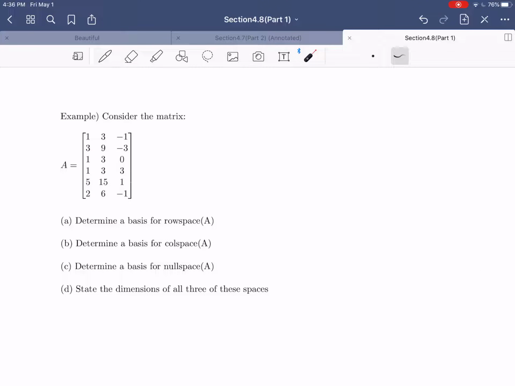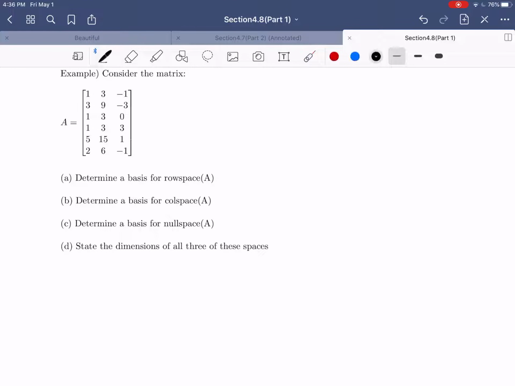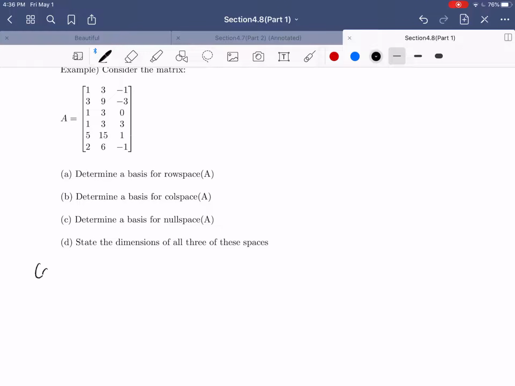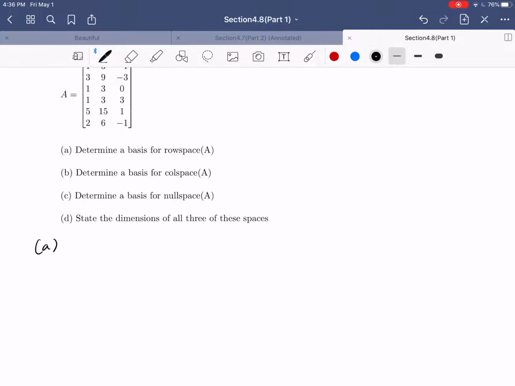All right, so we've got another matrix here, matrix A. It's a 6 by 3 matrix. We're going to do the same thing. We'd like to figure out something for the row space, column space, null space, and then state the dimensions. Okay, so let's start with the row space. What we need to do is figure out how to put this thing in row echelon form.